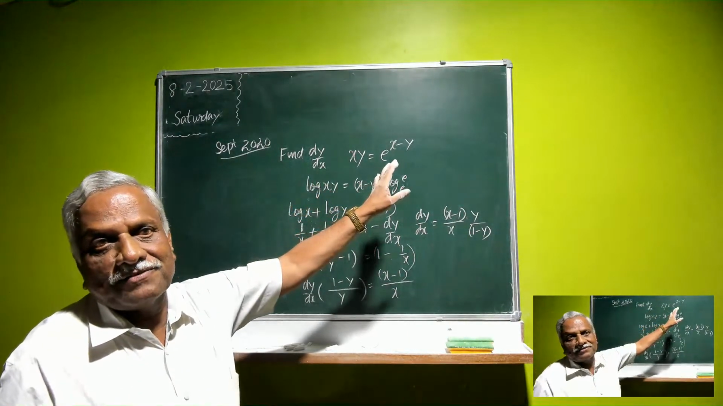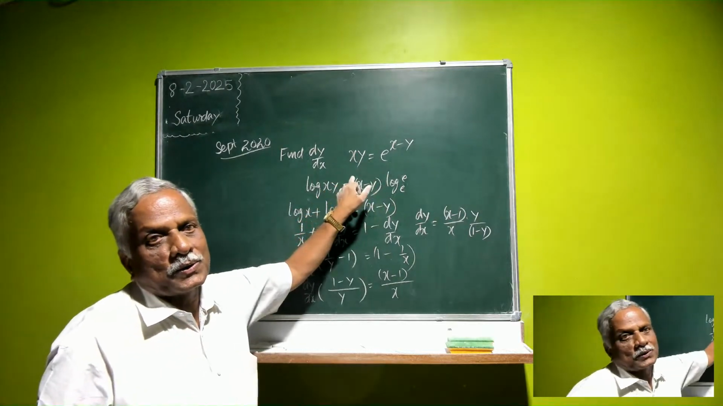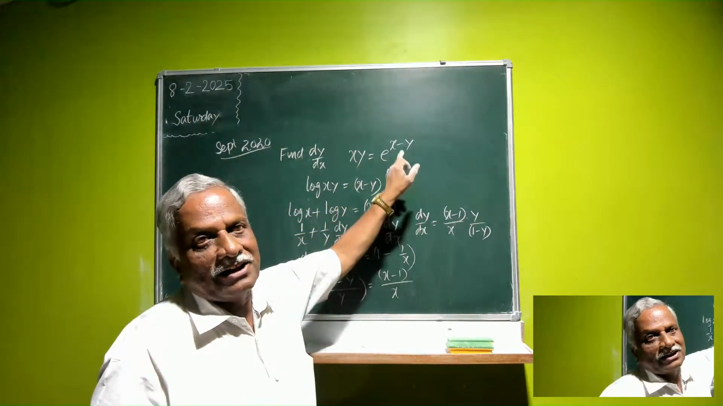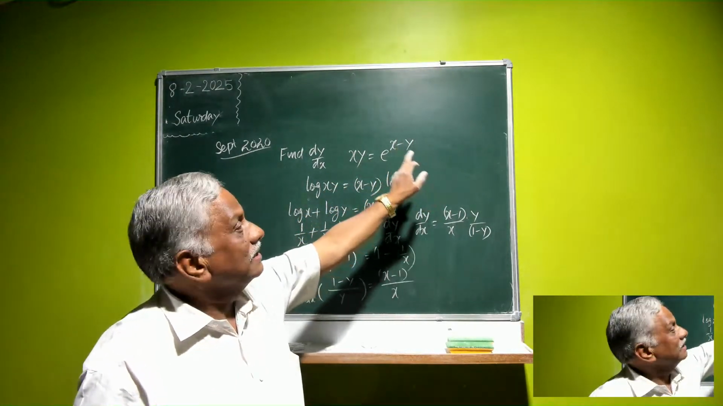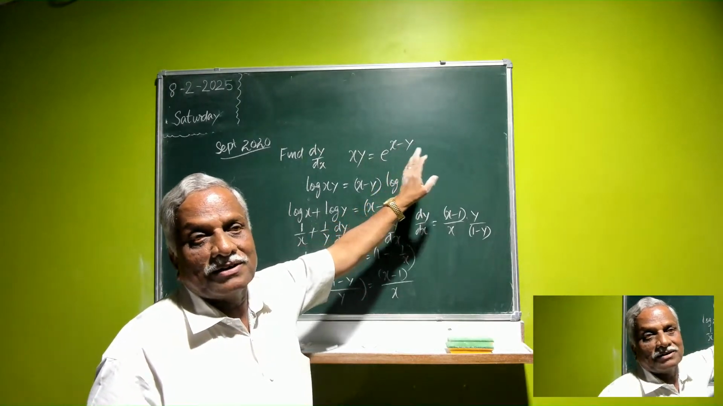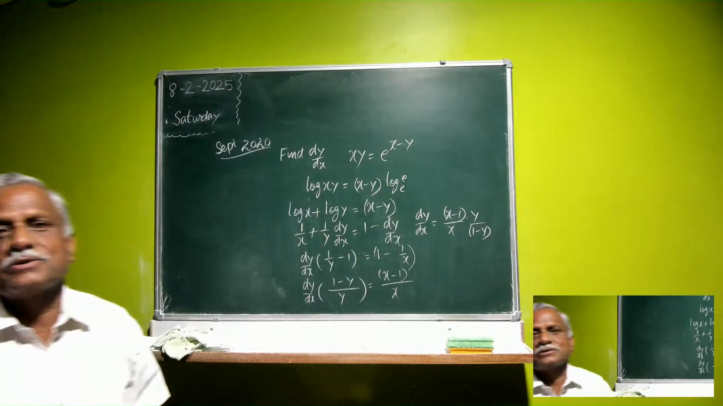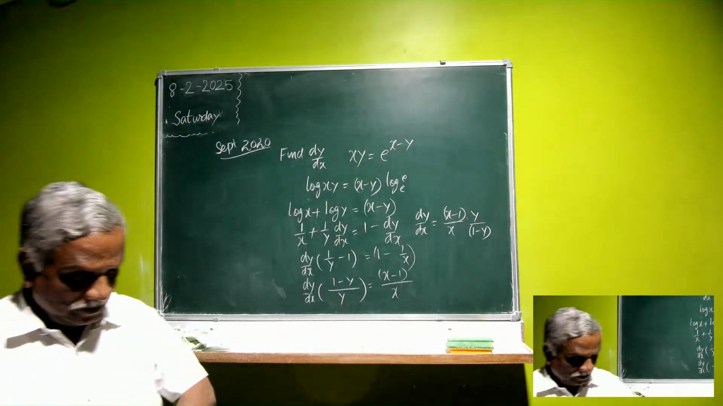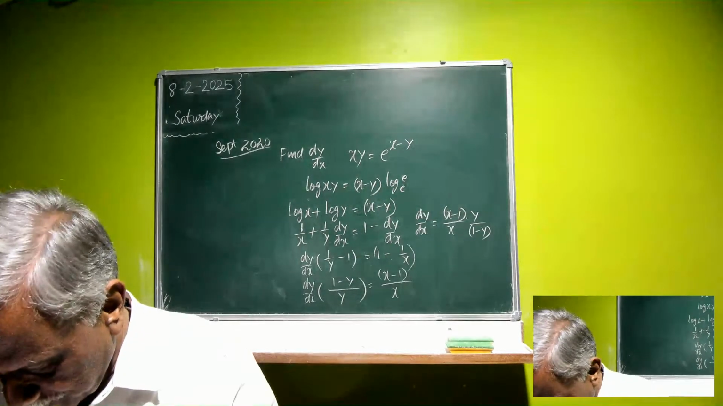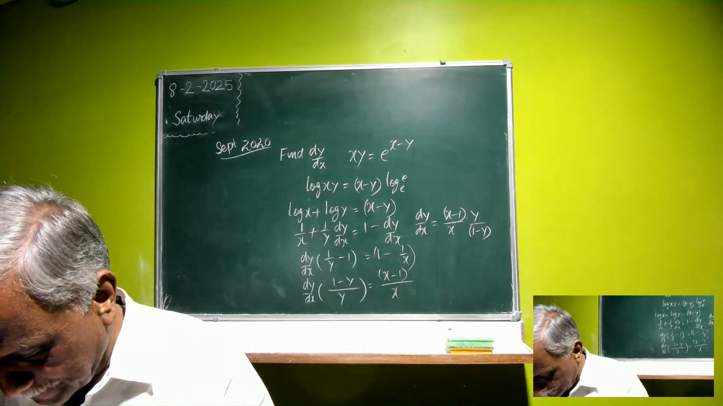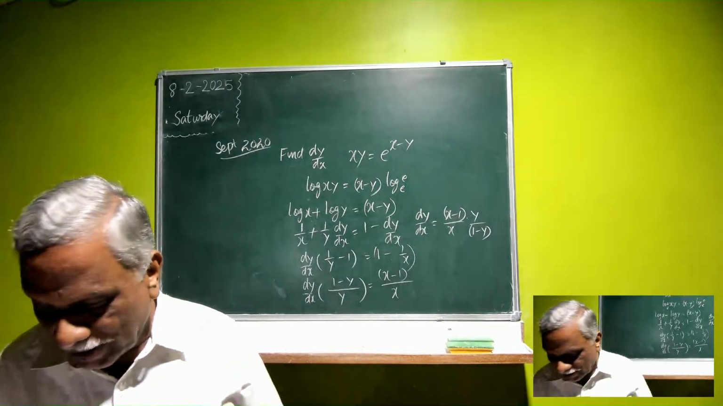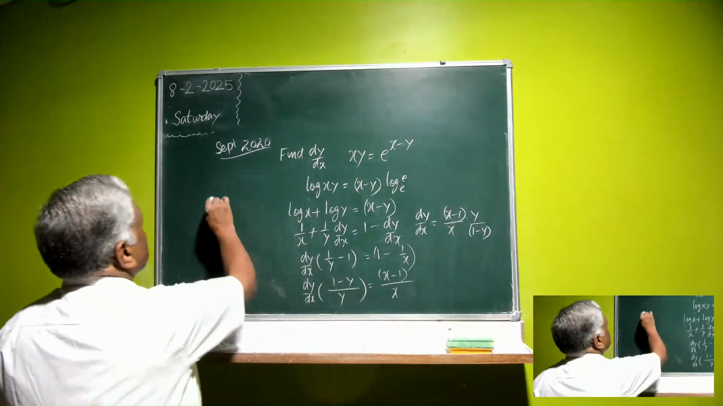So what is the other way of differentiating? You can use product rule here. Then you write e to the power of x minus y, then differentiate: 1, x is 1. Instead of that, if you take logarithm, the method is going to be simpler.